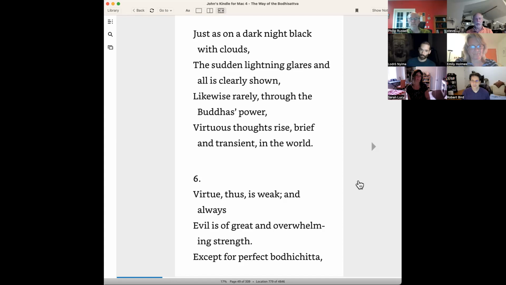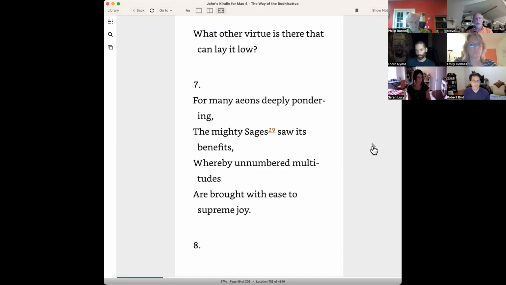Virtue thus is weak, and always evil is of great and overwhelming strength, except for the perfect bodhicitta. What other virtue is there that can lay it low?